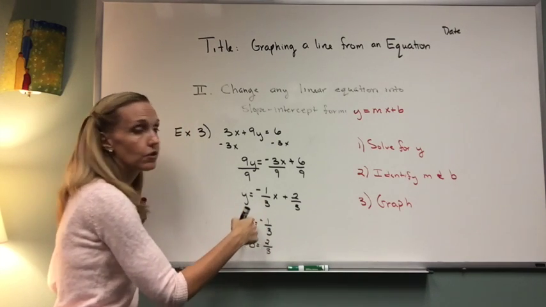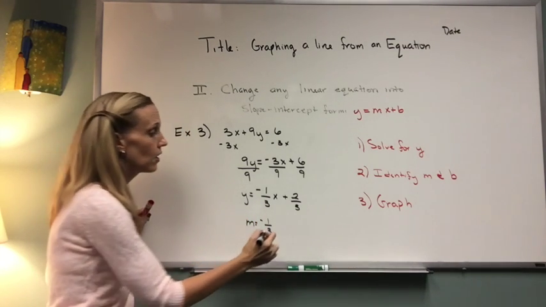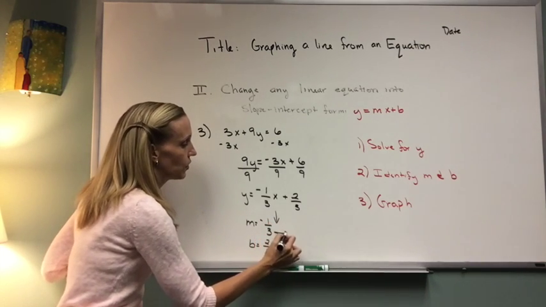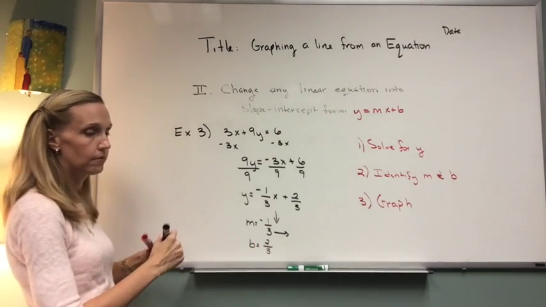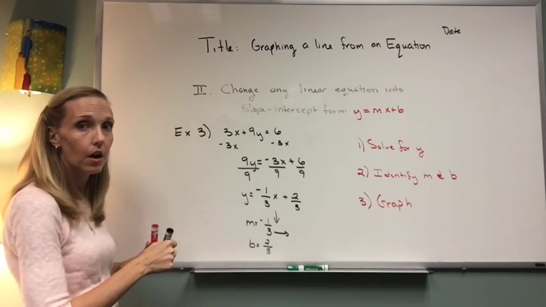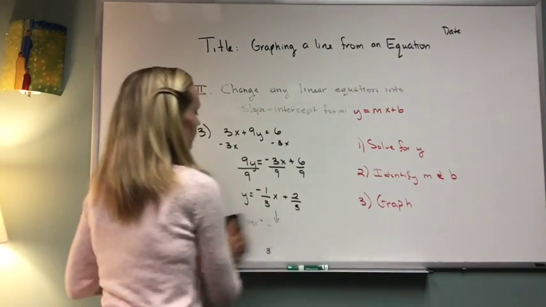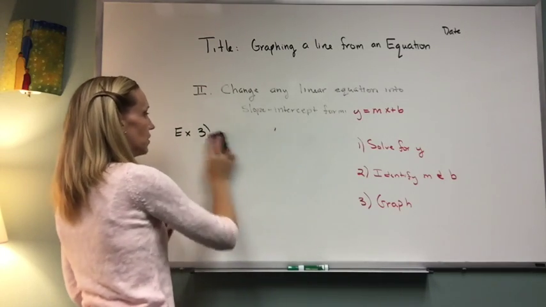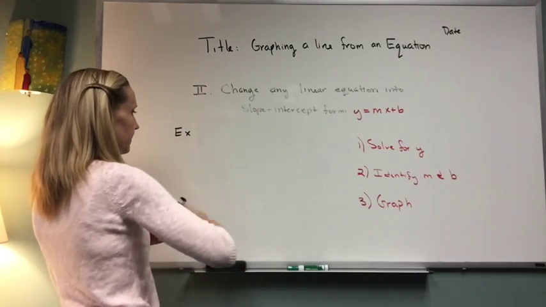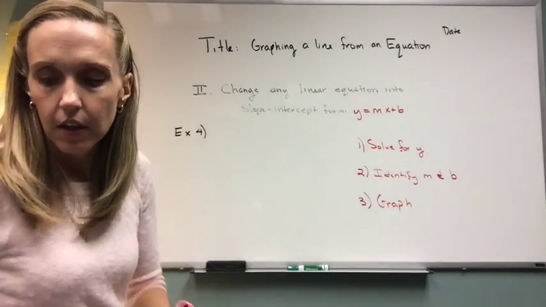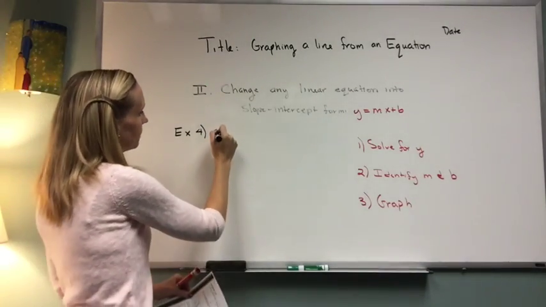Notice that I have a negative slope, so when I go to graph this, you are going to go down 1, but still to the right 3. Okay? All right, we're going to do one more problem, and this is the hard one. This is the tricky one. What if I gave you this?